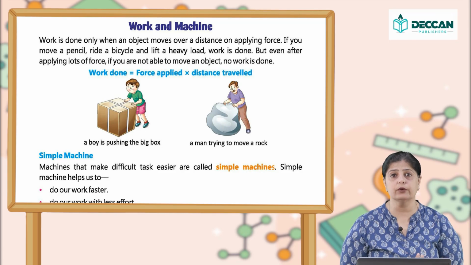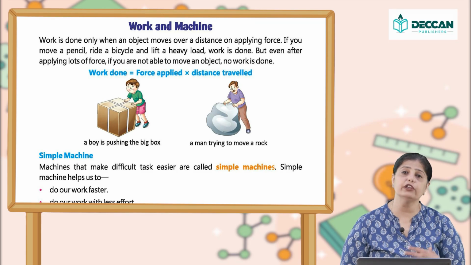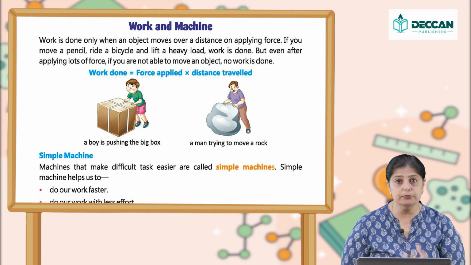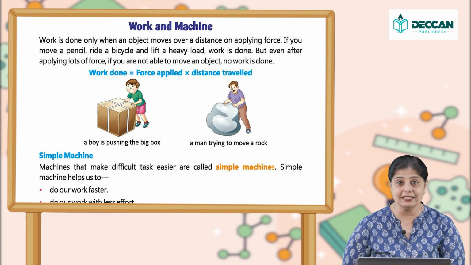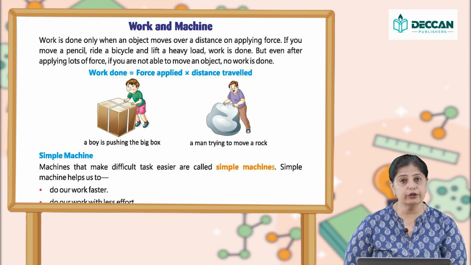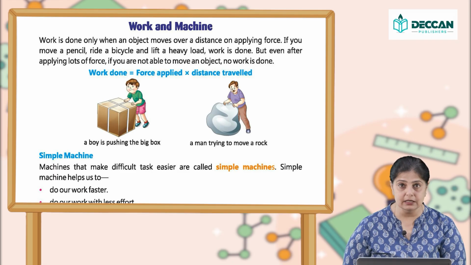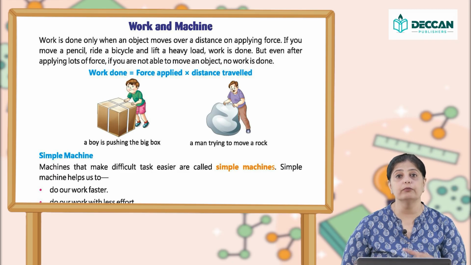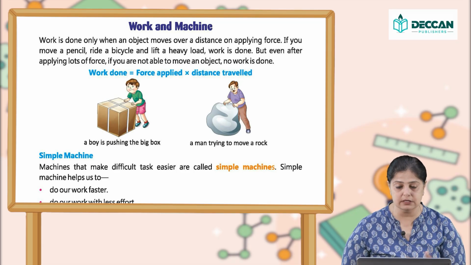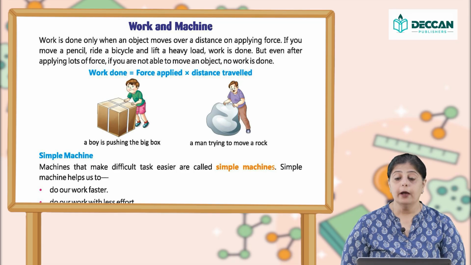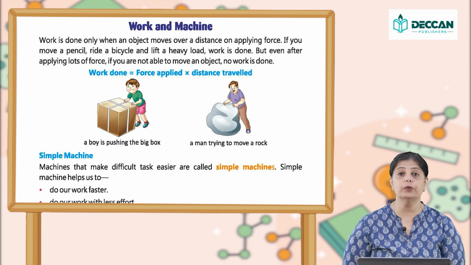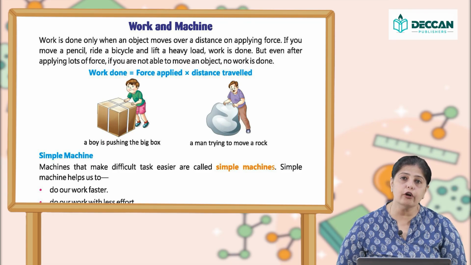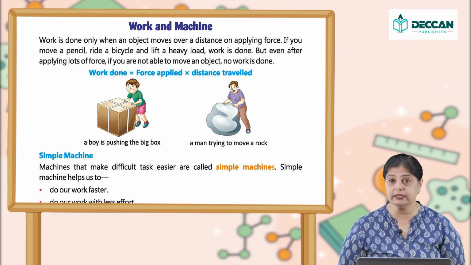Even when you are talking, your hands are moving, your mouth is moving, so something is moving. You are applying a little force to move an object, that's when work is done. In order to write, you are moving a pencil. In order to ride a bicycle, you are pedaling the wheels. So that means work is done. But even after applying lots of force, if you are not able to move an object, no work is done. Even if you are applying a lot of force and that thing is not moving from its place, that means the work is incomplete, it is not done.